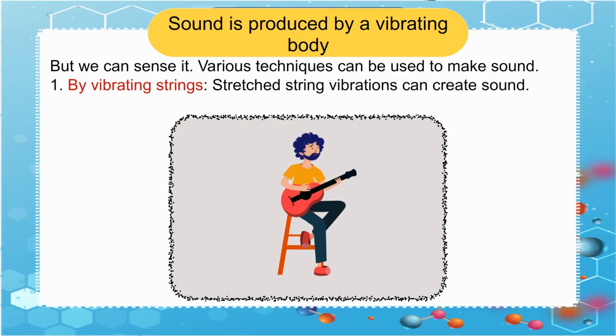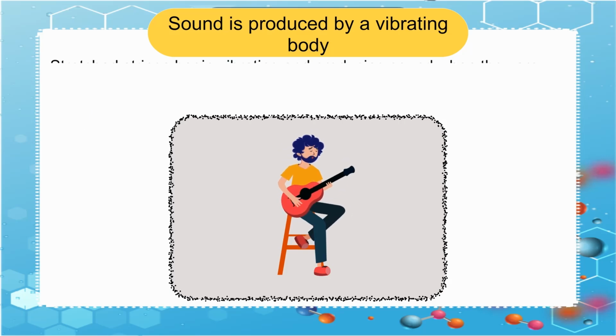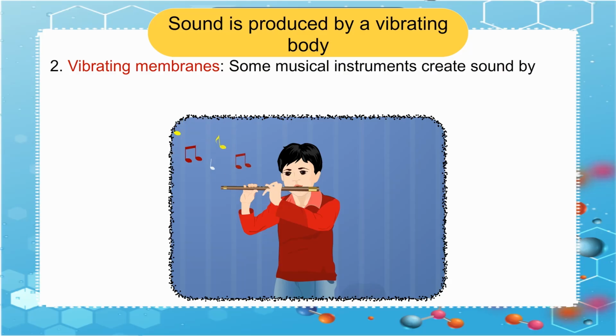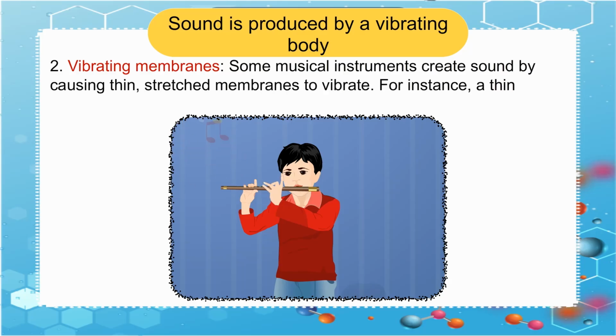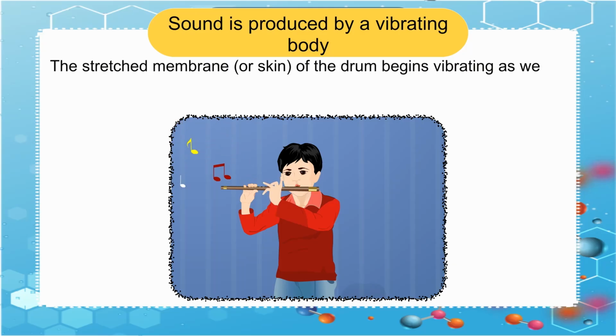1. By vibrating strings: stretched string vibrations can create sound. The metal strings, for instance, are firmly fixed between two locations of a guitar. Stretched strings begin vibrating and producing sound when they are plucked or bowed. 2. By vibrating membranes: some musical instruments create sound by causing thin, stretched membranes to vibrate. For instance, a thin membrane is fastened firmly over a drum. The stretched membrane, or skin, of the drum begins vibrating as we strike it, creating sound.